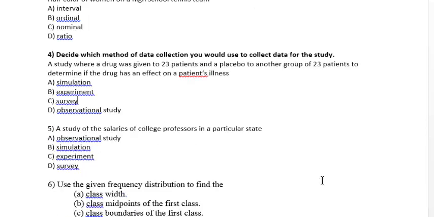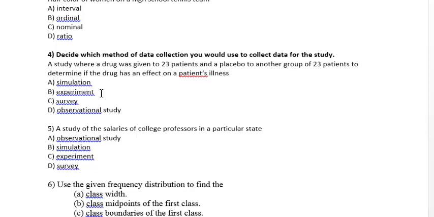Okay, let's look at 4 and 5. We've got, decide which method of data collection you would use to collect the data for your study. Let's discuss the definition of all of these. Simulation is when you use something like a computer to simulate what the results of something would be. For example, if you flipped a coin 1,000 times, what would you get in terms of heads and tails? You could run a computer simulation to pretend it's done 1,000 times and tell you what the results would be.